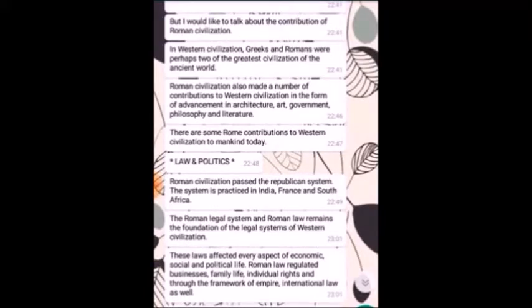Roman law regulated business, family life, individual rights, and through the framework of empire, international law as well. Roman law greatly unified the empire and ensured its citizens equal protection before the law, protection of individual rights, and the security of property.